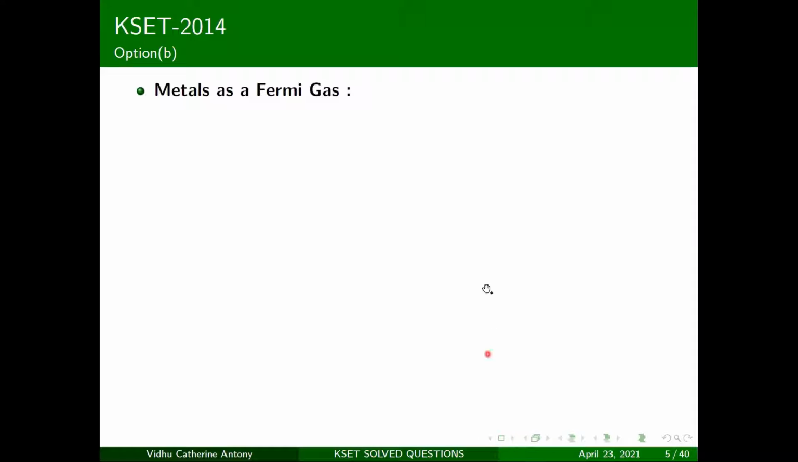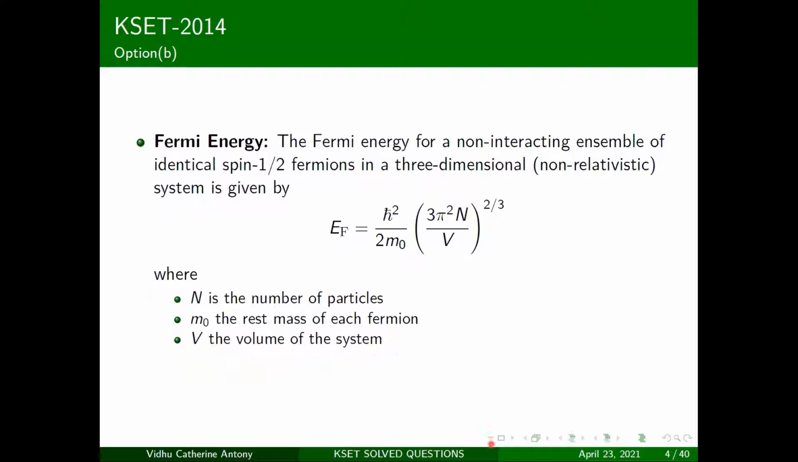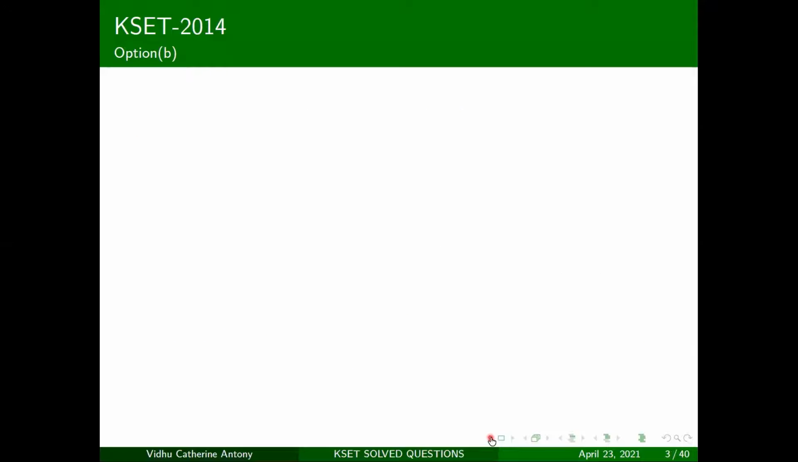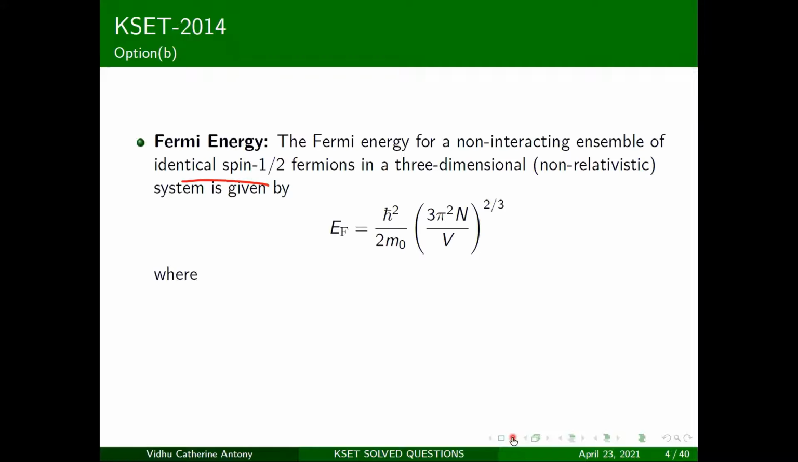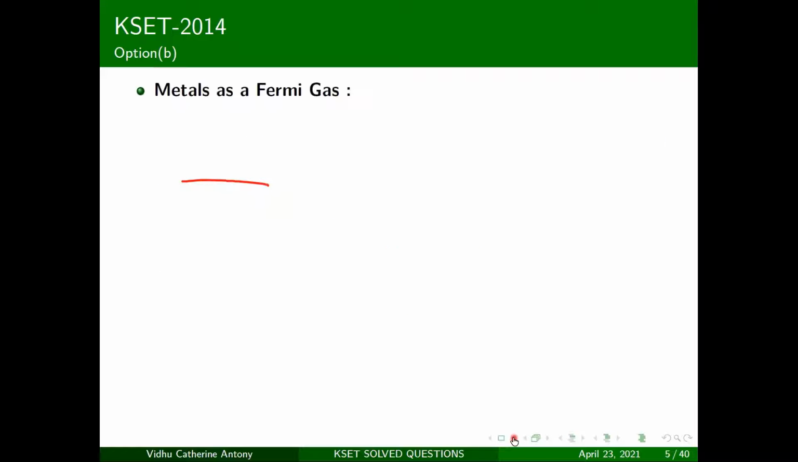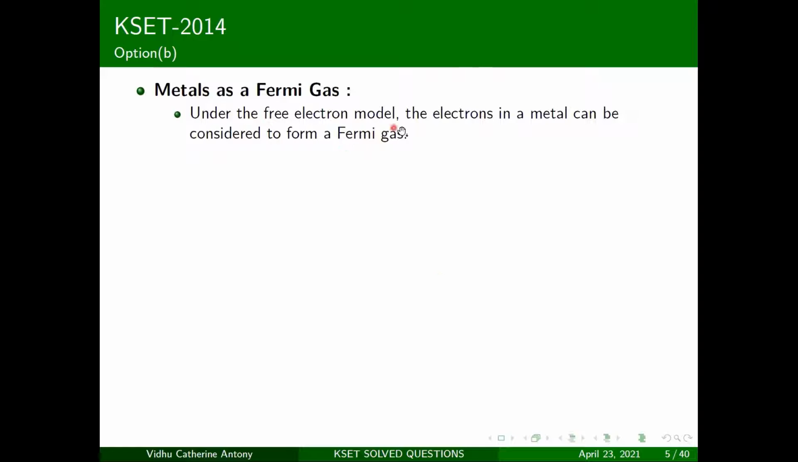Now, if you notice in the question, be a little bit more careful when you look at the question so that you can understand this. It does say copper metal. Now, how are metals treated as Fermi gases? Okay, so metals is a Fermi gas. Under the free electron model, the electrons in a metal can be considered to form a Fermi gas. This is something that you should have learned in your third semester, because the chapter itself is about metals.